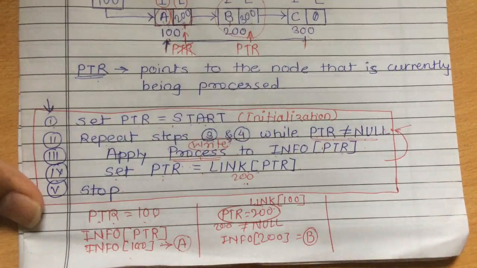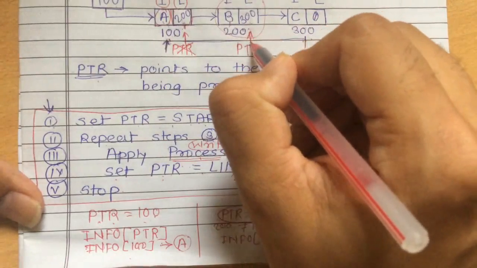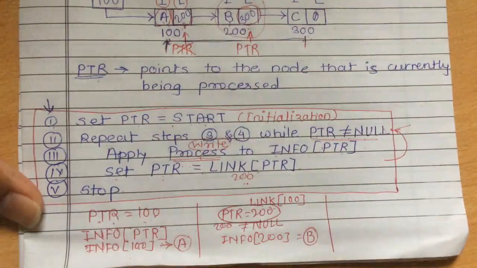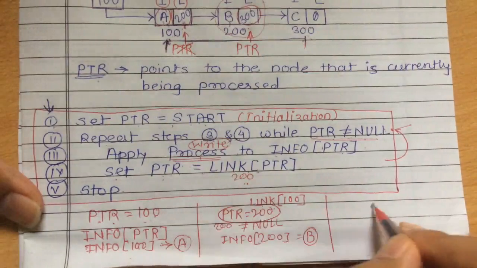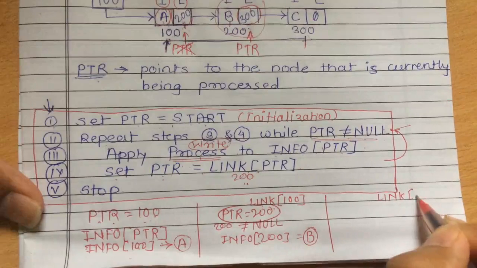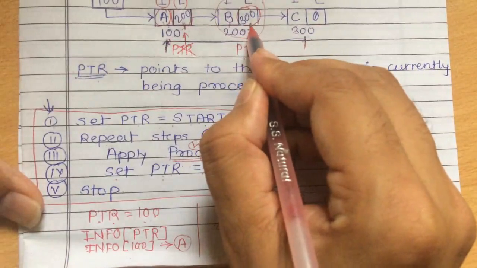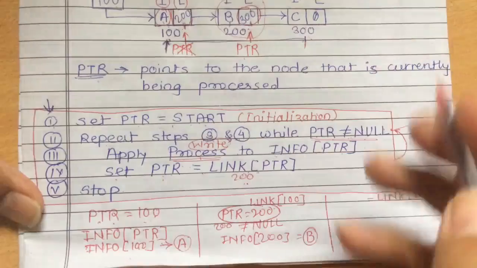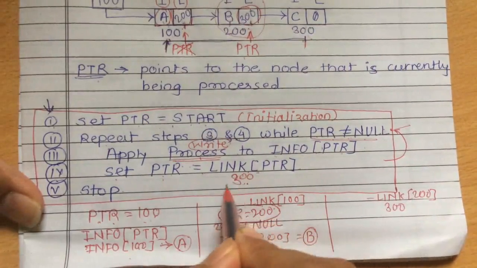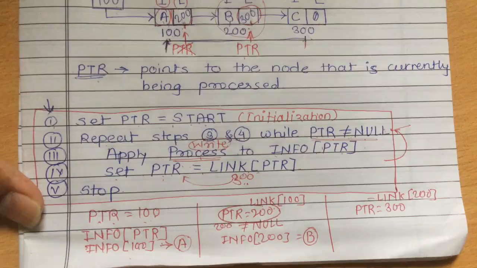What is link of ptr? This is a ptr pointing to 200, and in the link part of that 200 we are having this 300. So again, link of 200, what we get? In the link of 200 we are having 300 stored over here, so it will give 300, and we have assigned this 300 to ptr. So value of ptr becomes 300.